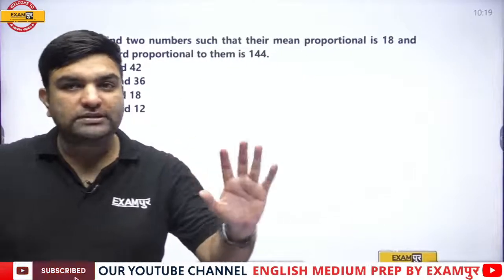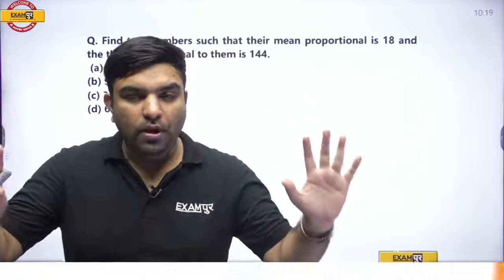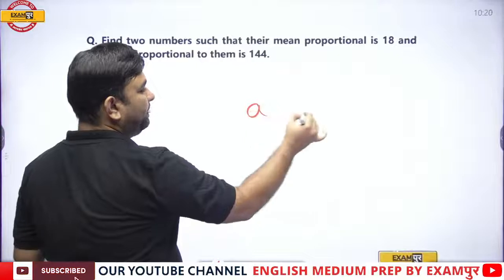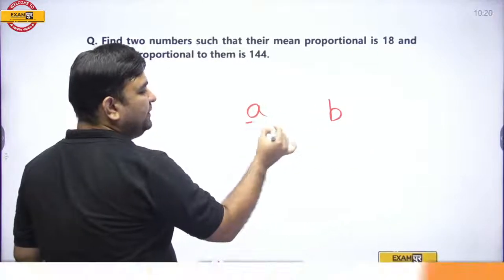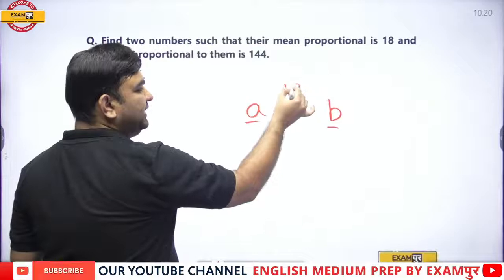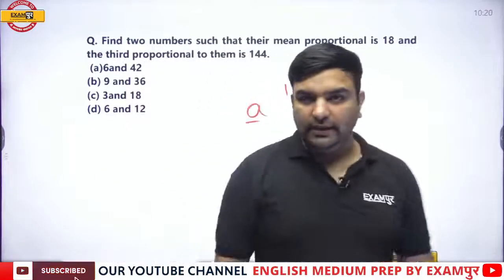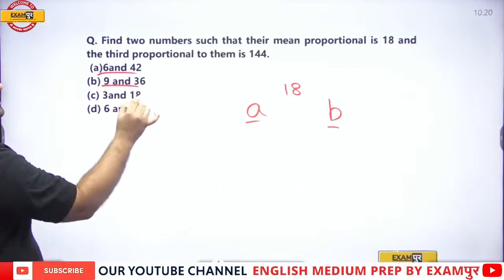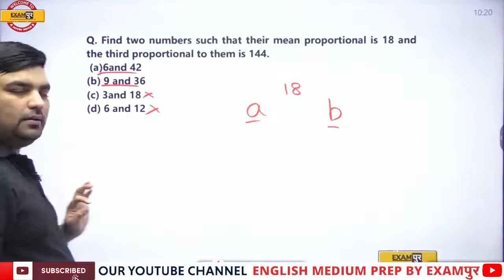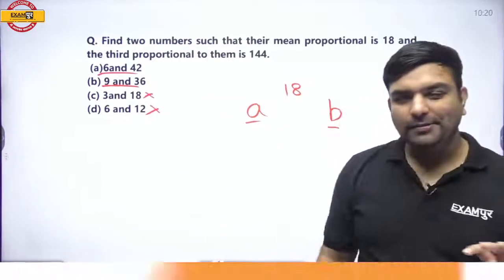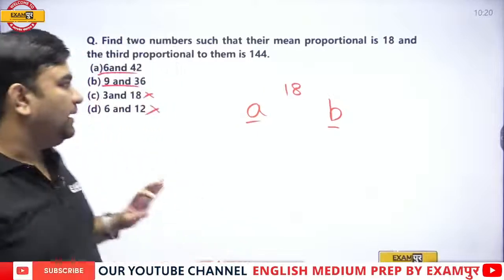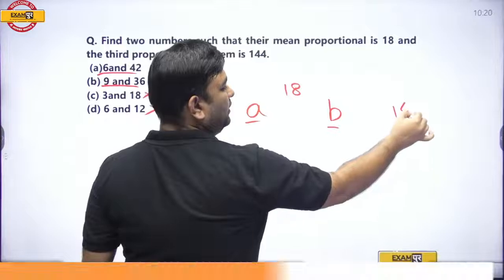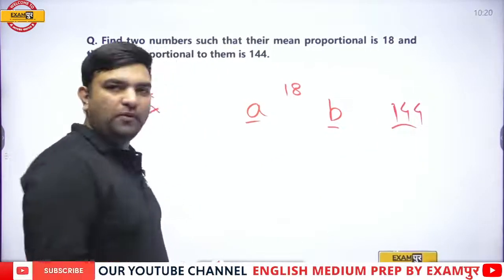If two numbers are such that their mean proportion is 18, let's suppose A and B are those two numbers, then 18 is lying between them. This can be the answer, this cannot be. Well done. And the third proportional to them would be 144.